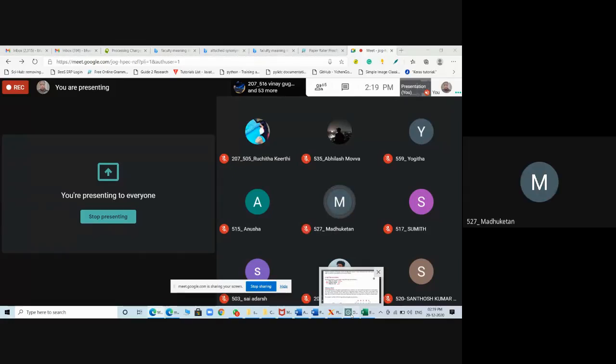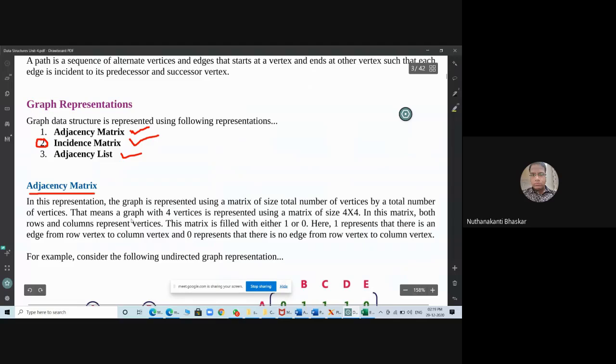For example, if your graph has 4 vertices, then the size of the matrix is 4 by 4. In this way, we need to calculate the size of the matrix. Clear?